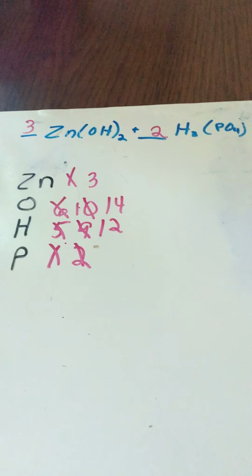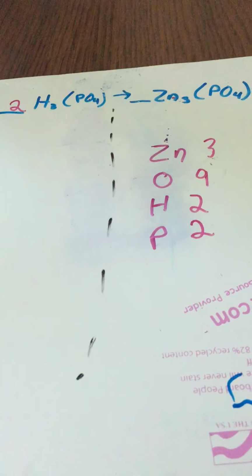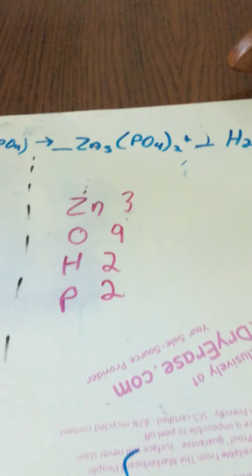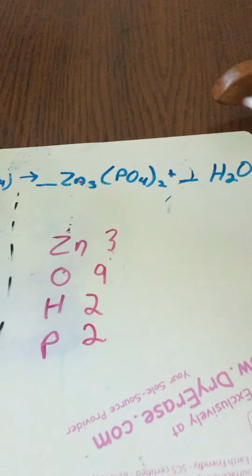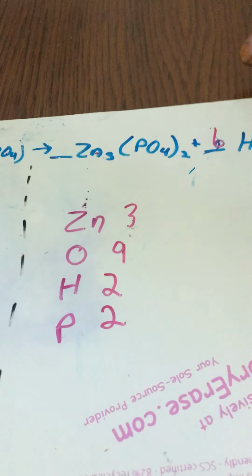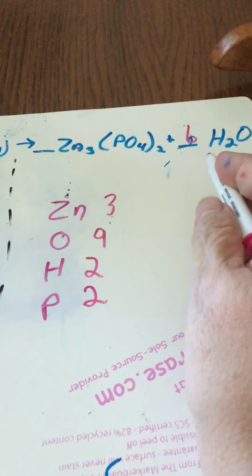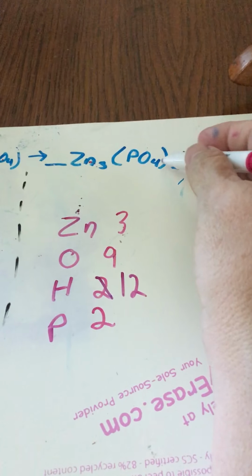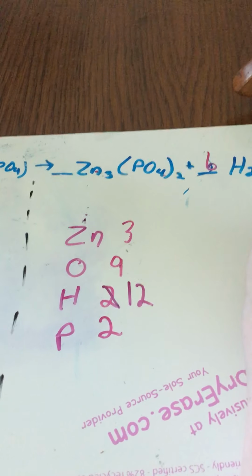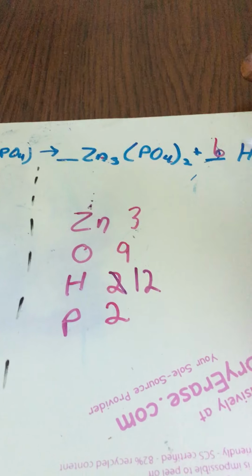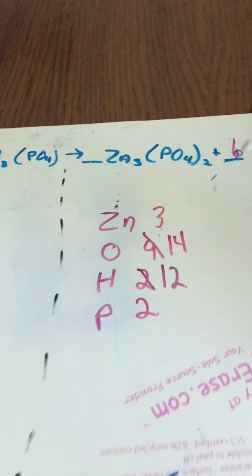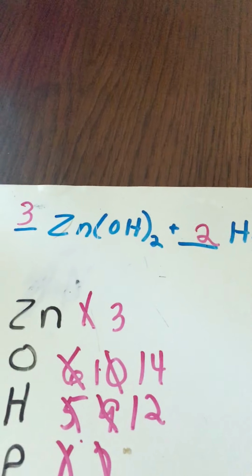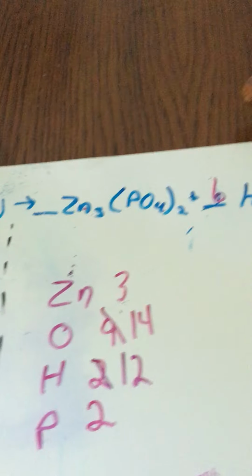All right, so I have 12 hydrogen on this side and only 2 on this side. So I need to get hydrogen up to 12, which tells me if I put a 6 here and recount, I now have 12 over here. I now have 2 times 4 is 8, plus 6 is 14 here, and it balanced. So our numbers in front are 3, 2, 1, 6.